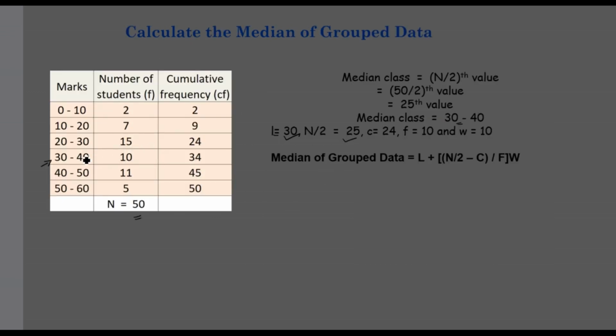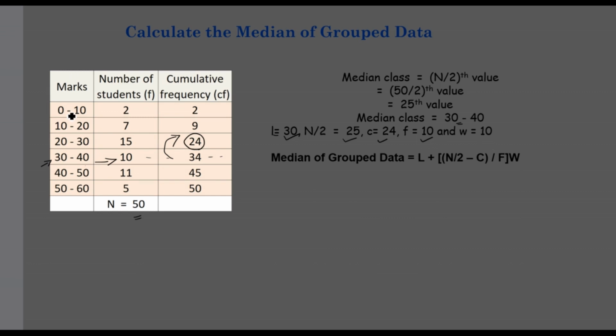So which one is our median class? This is our median class. So the cumulative frequency up to the median class, that is C equal to 24. Then F equal to 10, that is the frequency of the median class. Which one is our median class? 30 to 40. The frequency of the median class is 10. Okay, now W equal to 10. W is the width of the median class.